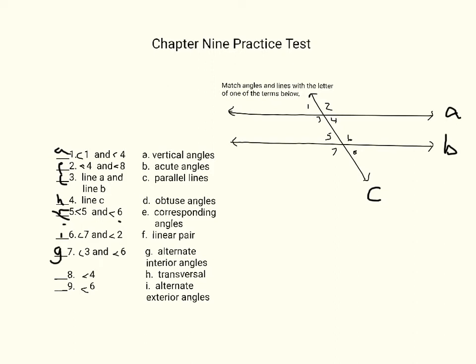Angle 4, look at the side, look at what's left, is acute and obtuse. And it actually shouldn't be an S on letter B, it should be acute angle, not acute angles. So angle 4 is acute, best choice is B. And angle 6 is the obtuse angle, choice D.